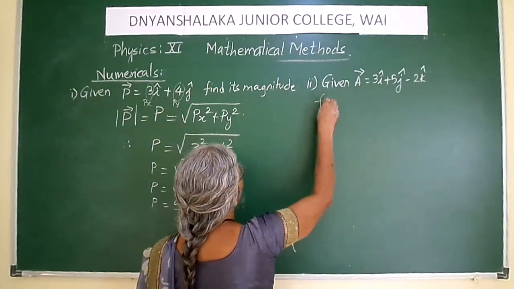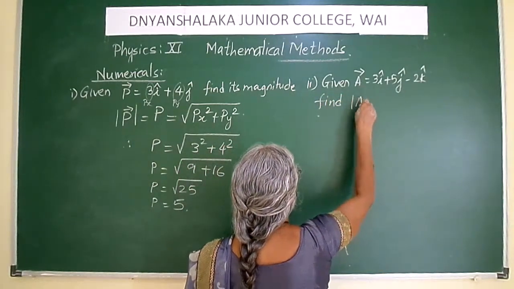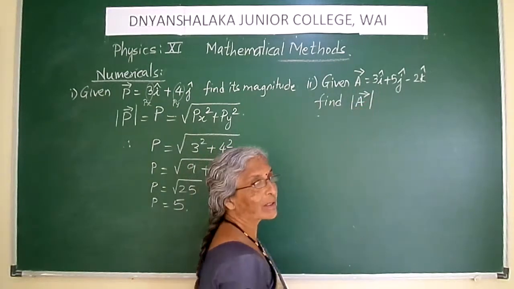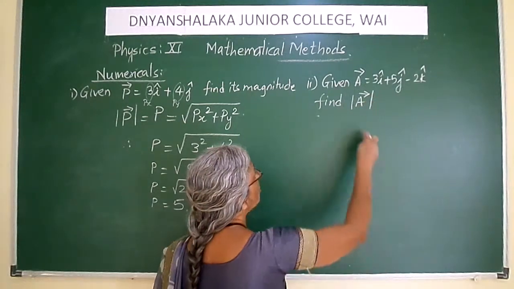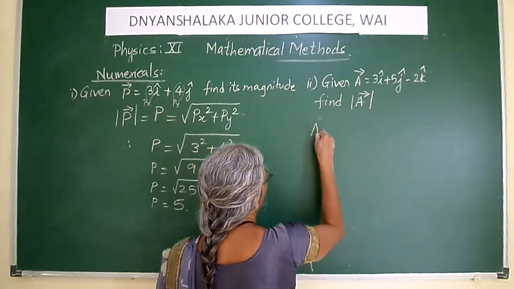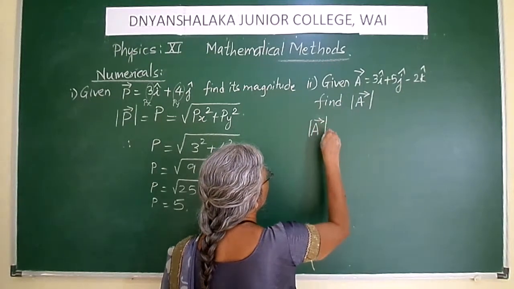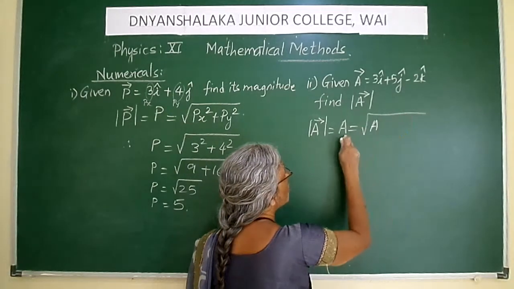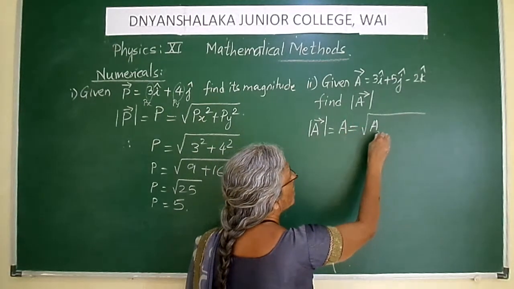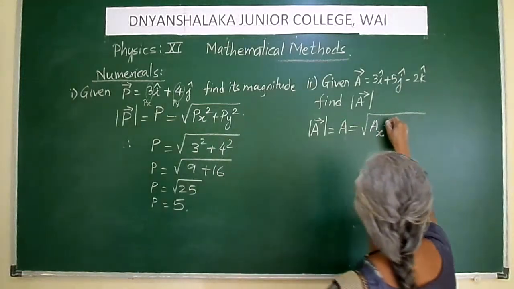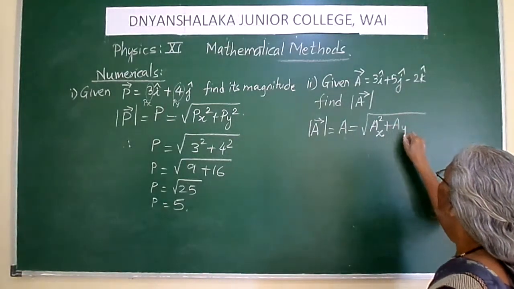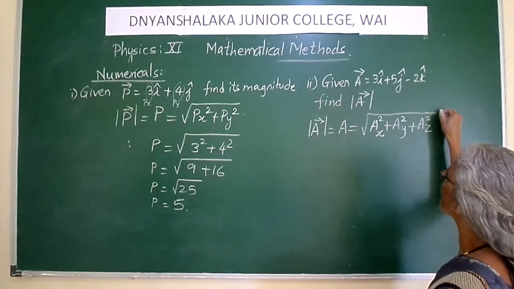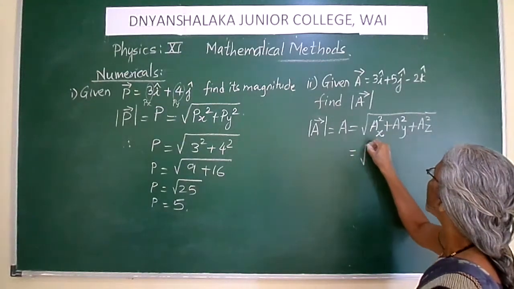So if I have to find the magnitude of vector A, this symbol you are going to read as magnitude of vector A. So if I need to find the magnitude of vector A, I am going to apply the same formula. Magnitude of vector A, which I can also write as A, will be equal to under root. Now it is vector A. So A resolved along the x-axis, Ax square, resolved along the y-axis, Ay square, resolved along the z-axis, Az square. So that will be under root.